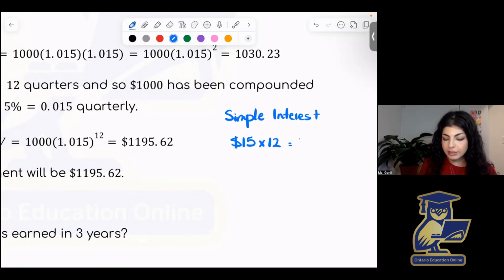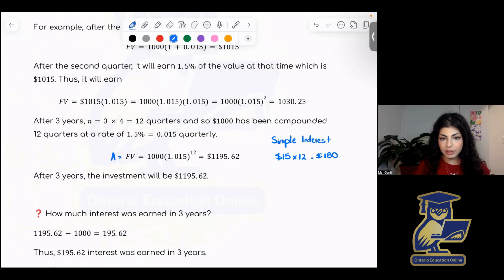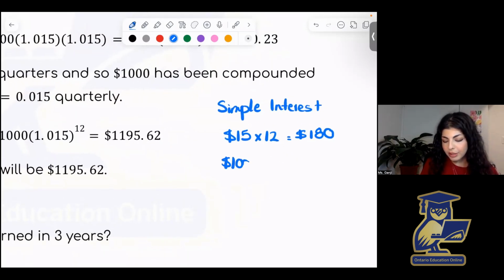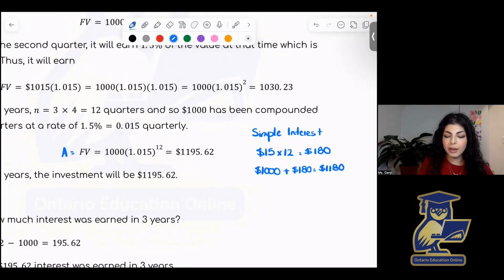So you would have $15 compounded 12 times. This is going to give us $180. So you would have had $1,000 plus the 180, and so your total would have been $1,180 at the end. And so comparing to the amount that we actually earned, that's a $15.62 difference. So you can see after 3 years that clearly made a difference.